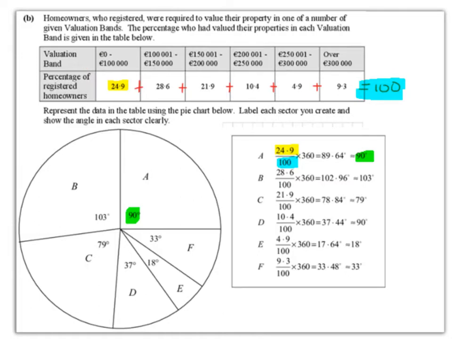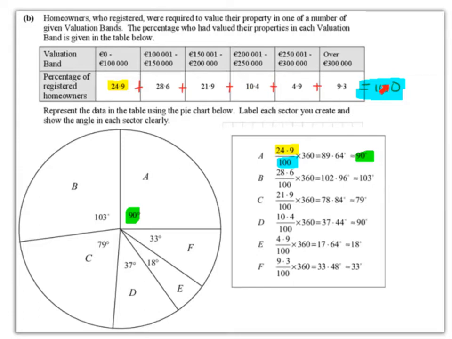So then, likewise, we take the second band, and the percentage is 28.6, so we're going to call this B. So it's going to be 28.6 divided by the total, which is 100, multiplied by 360, again, because there's 360 degrees in a circle, gives us 102.96 degrees, which rounds off to 103 degrees. So here we have the angle of 103 degrees. So we continue on, 21.9 divided by 100, multiplied by 360 degrees, rounds off to 79 degrees. So here's the angle at 79 degrees, labelling it C.